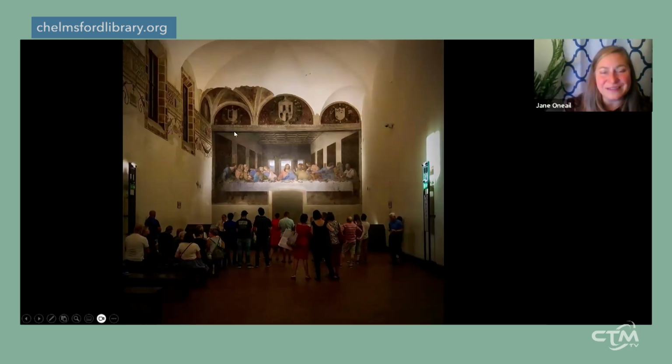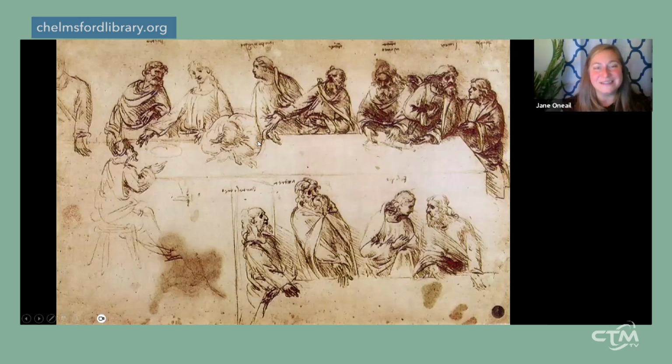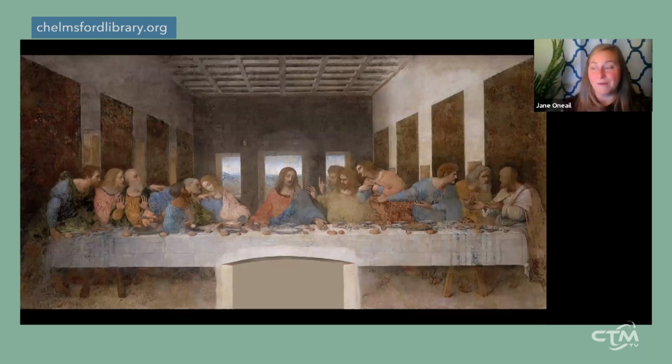And what's sort of fascinating to me is that in his sketches, Da Vinci was sort of playing with the idea of having Judas sit on the other side of the table. That was what he knew. And then he innovated something else. And it's the solution that we've all come to know and love so well.